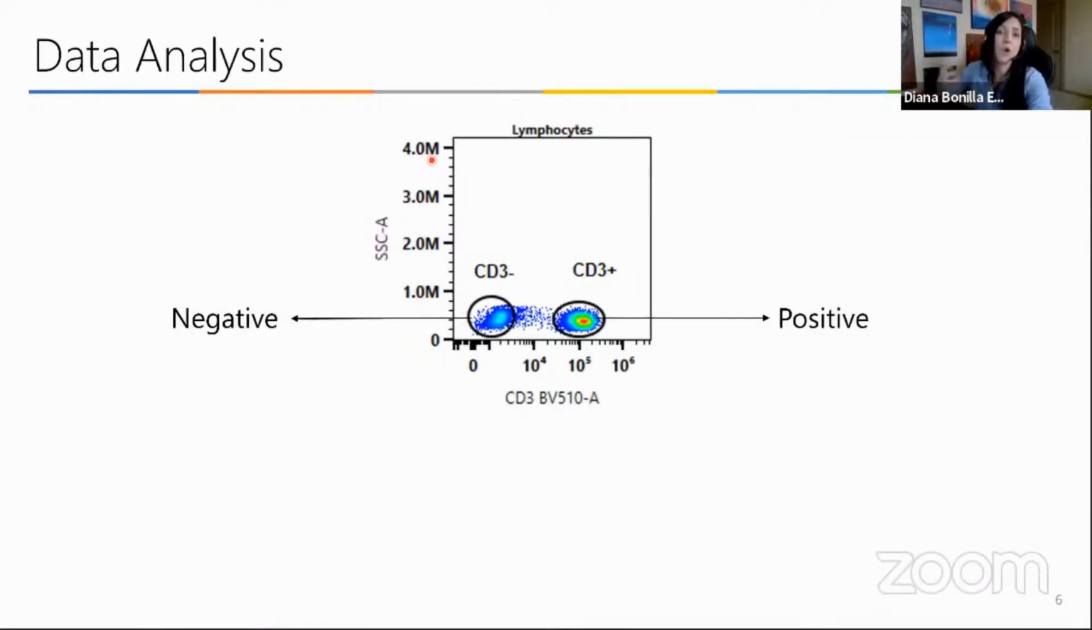So if you think about having only one marker in your panel, as Rui was mentioning, the analysis is simple. You can define two possible combinations, negative events, positive events.